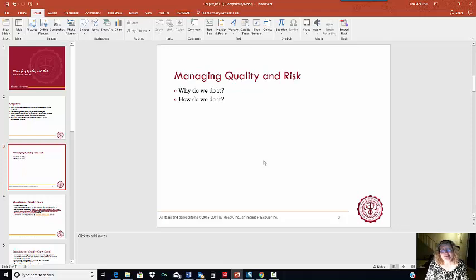So besides the fact that we're required to do it, why is it that we look at managing quality and risk in the healthcare setting? Well, we can prevent errors before they occur, identify and correct errors after they occur, adverse events are decreased, safety and quality outcomes are maximized. We optimize patient outcomes, prevent patient care problems, and mitigate adverse events.